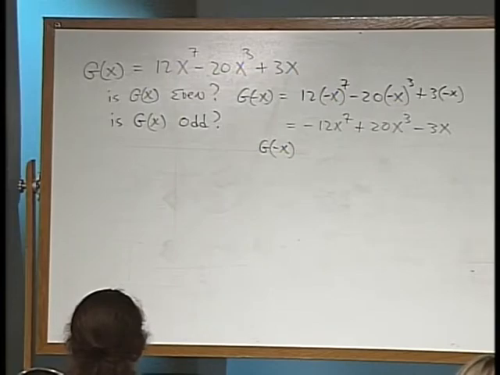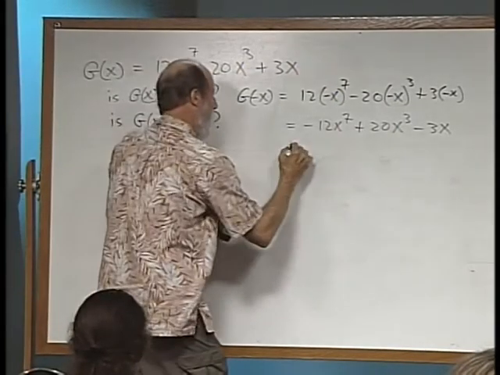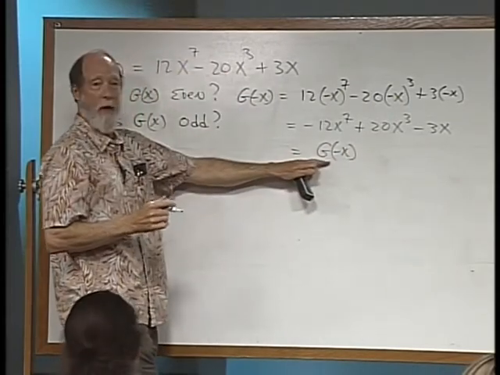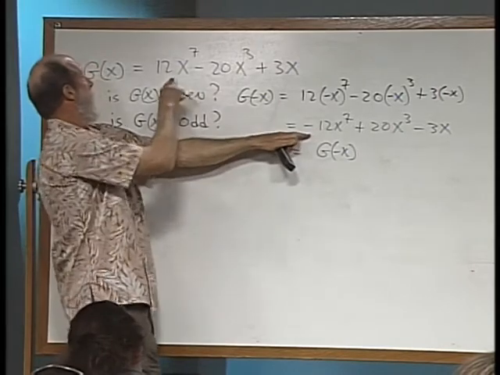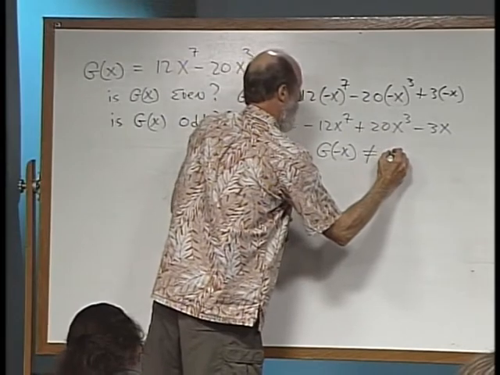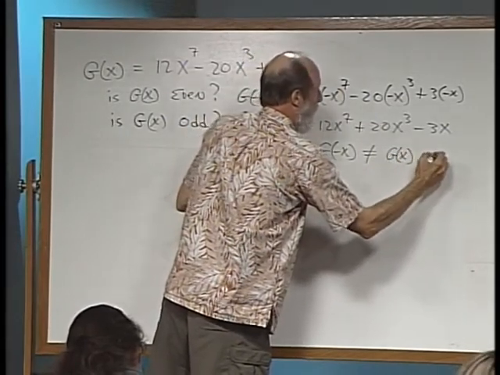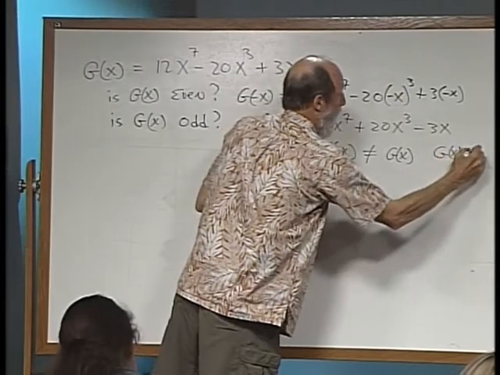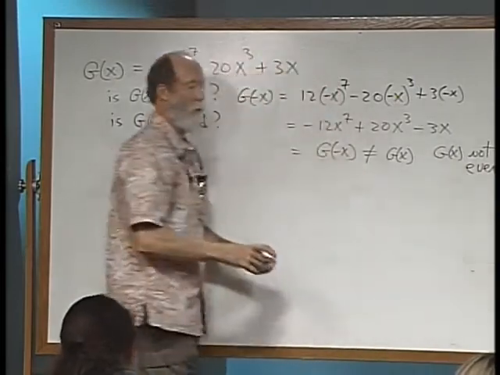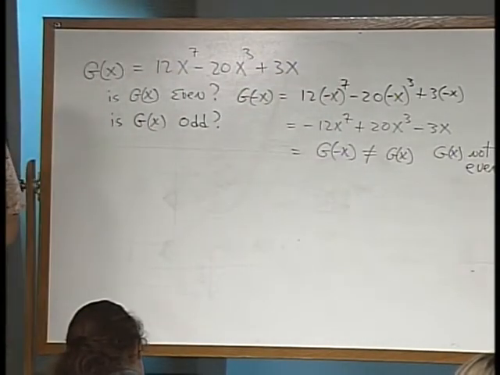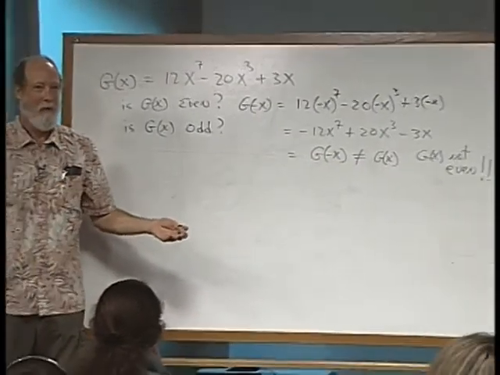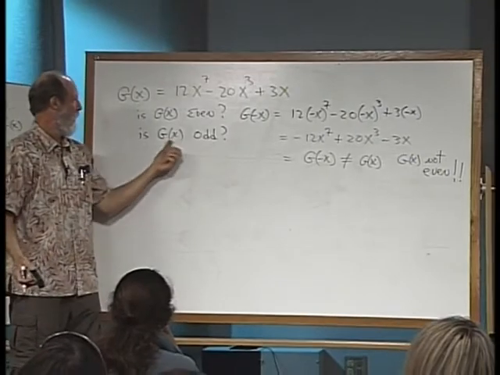Let me erase that. This thing we just did right here is g of negative x, isn't it? Is that equal to g of x? Look at this and look at the original. No, it's not equal to g of x. So g of x is not even. Okay. And you go, darn, I just did all that algebra. It's not even.